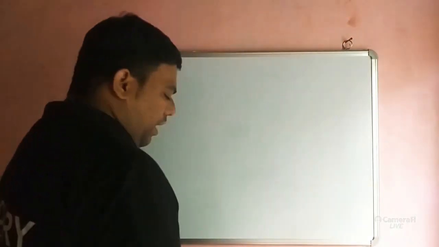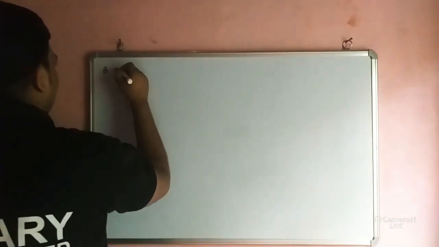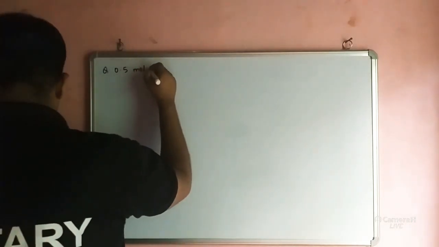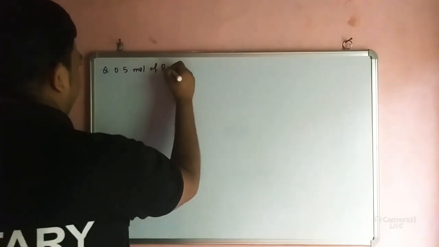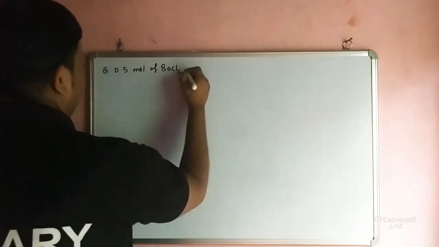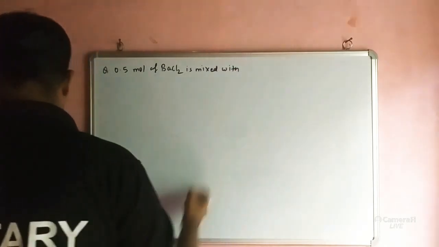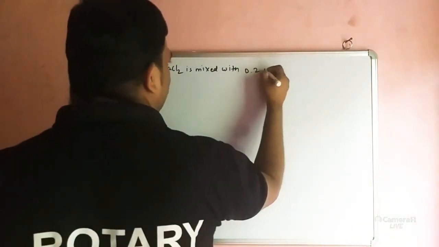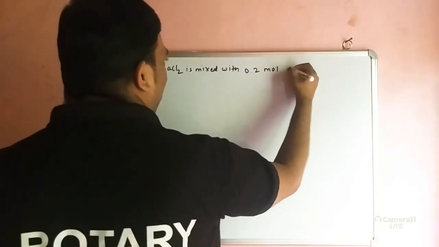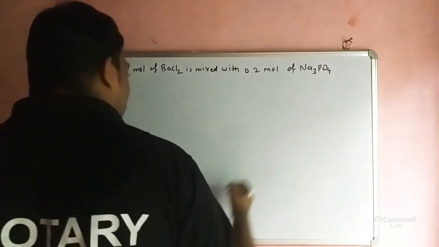0.5 mole of barium chloride. Okay, so what do they give in the next numerical? Pay attention, beta. How much do they give? 0.5 mole of BaCl2 is mixed with 0.2 mole of sodium phosphate, that is Na3PO4.